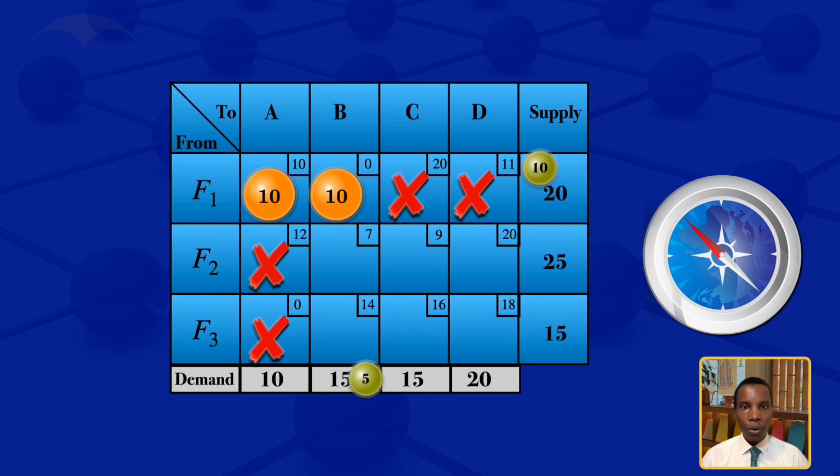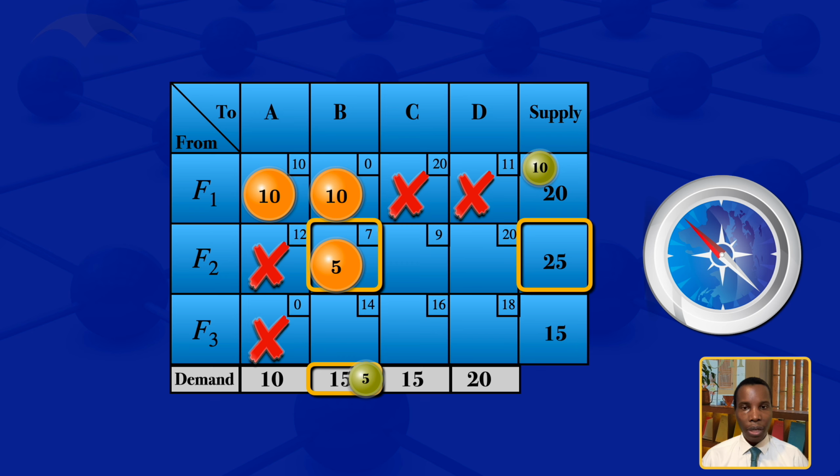And then we go on to the next step, which is to look at the northwest corner cell on the remaining unoccupied cells. So that cell is this one here. To see how much we can allocate, we look at the supply, it's a 25. And then the demand, it was a 15, but we are now left with 5. So we allocate the minimum of 5 and 25. The minimum there is 5. So we allocate 5 units.